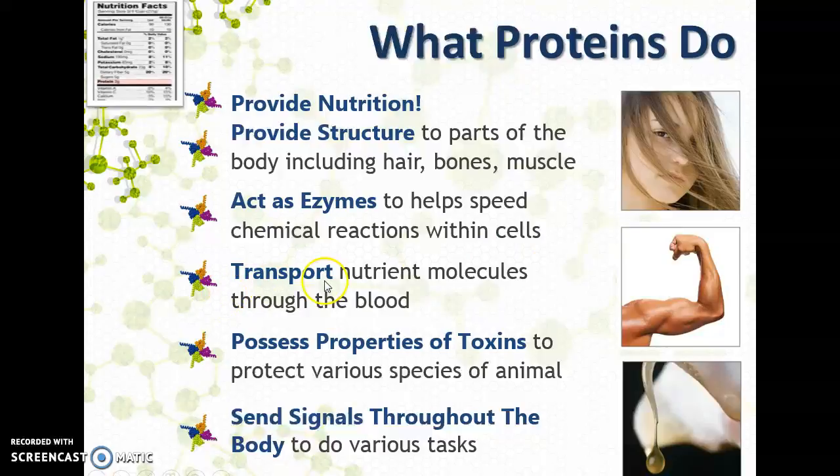They also transport nutrient molecules through the blood. They possess properties of toxins to protect various species of animals. So some animals use proteins as toxins to escape predators. They also send signals through the body to do various tasks. So a lot of the tasks that your body carries out use proteins for that.